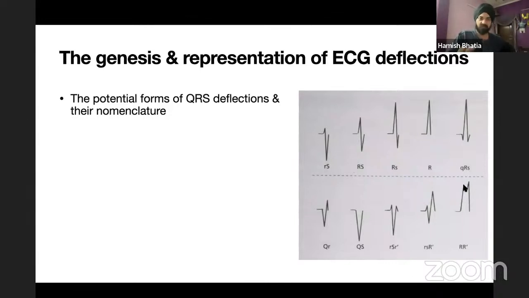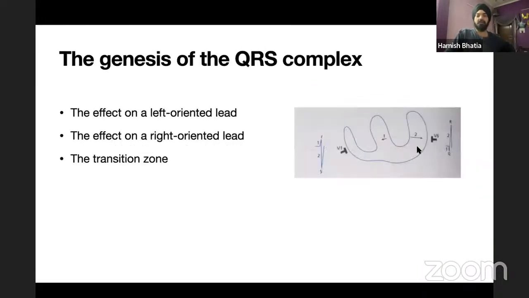So everybody's got it. Everybody's understood it. I'm happy now that people are understanding it. Okay, good. So in V1, you'll have a small R and a deep S, right? Because septal phase activation is going to be small R here and then a deep S here.